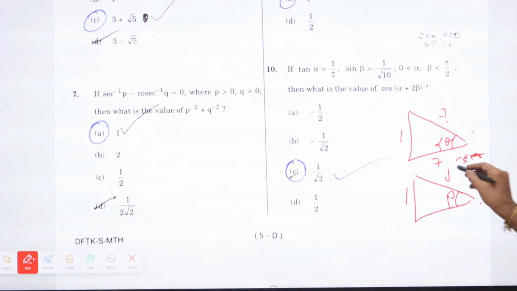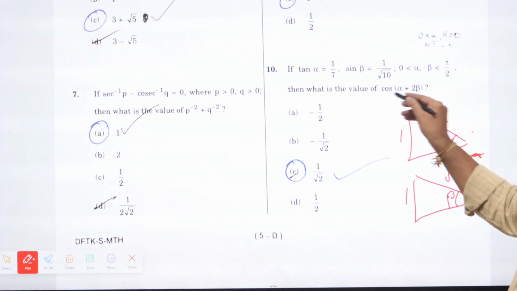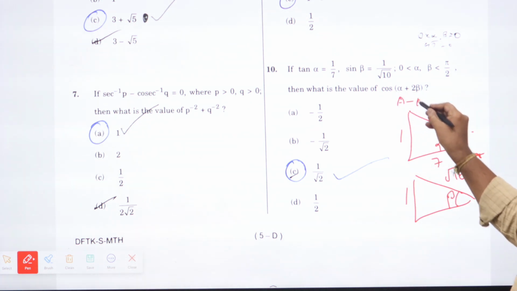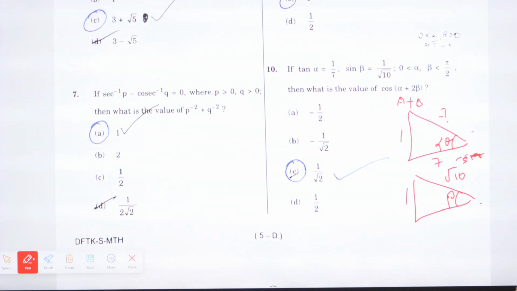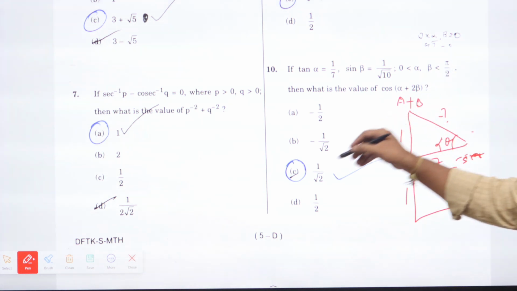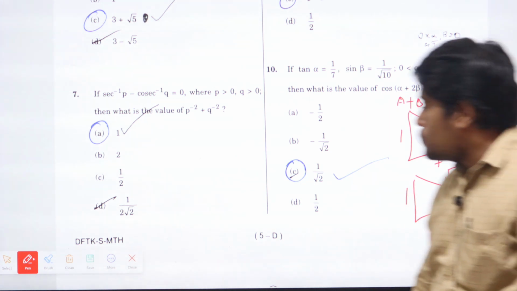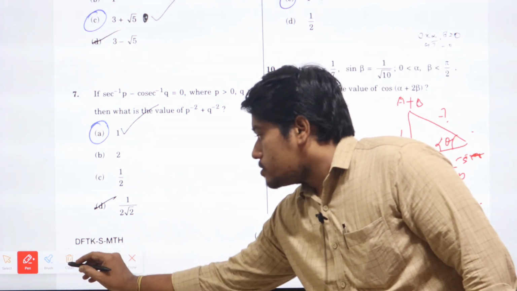So sin beta is opposite side by hypotenuse, and we have to find the adjacent side value. Using these values we can expand cos of alpha plus beta using the cos of a plus b formula. We know that cos of a plus b is cos a cos b minus sin a sin b. So using this formula we get the answer 1 divided by root 2. So option C will be the right answer.